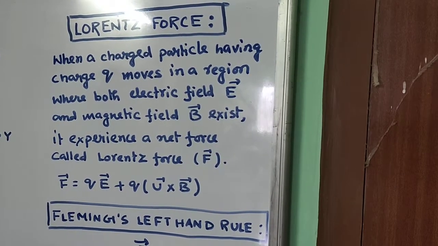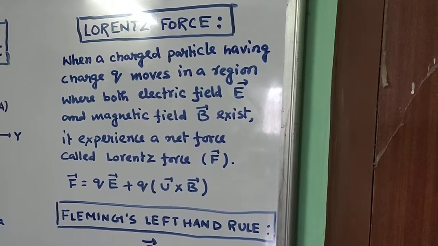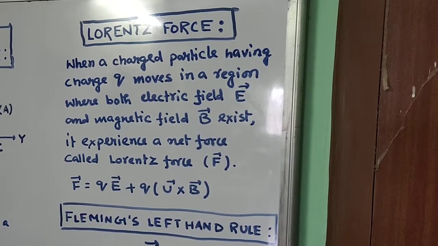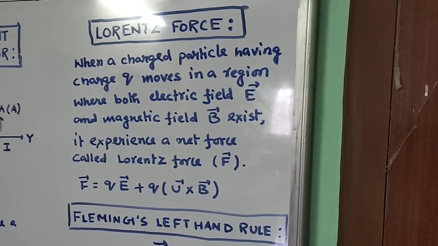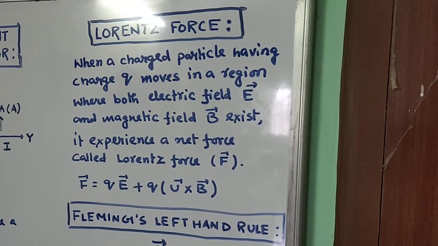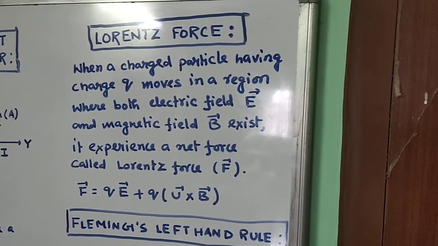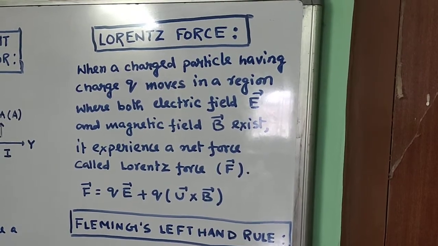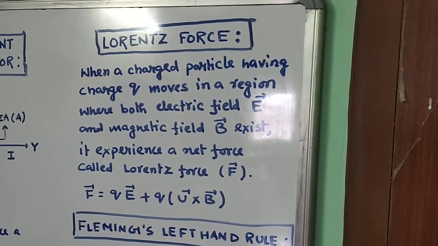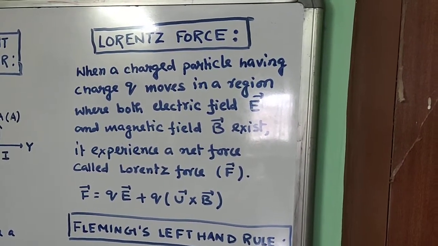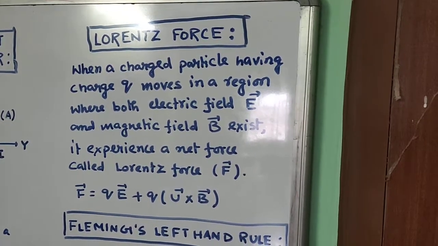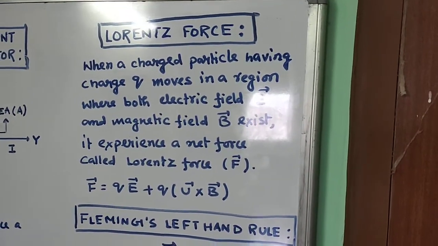So if it is only the electric field, then the force is qE vector, and if it is the magnetic field, then the force is q v vector cross B vector. We have already defined these two terms in the previous chapter or previous class. So the force exerted on a charged particle due to the presence of both electric field and magnetic field is defined as the Lorentz force.